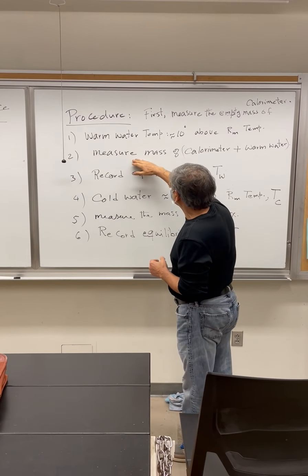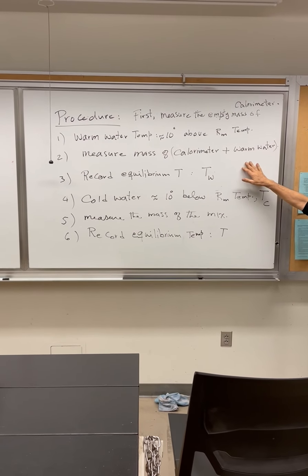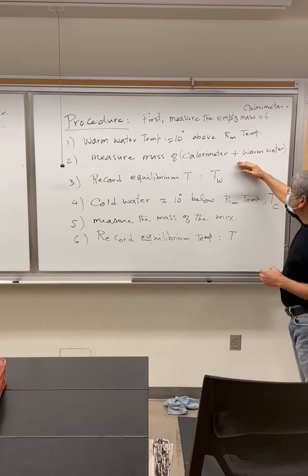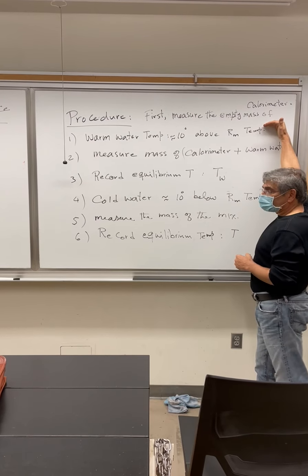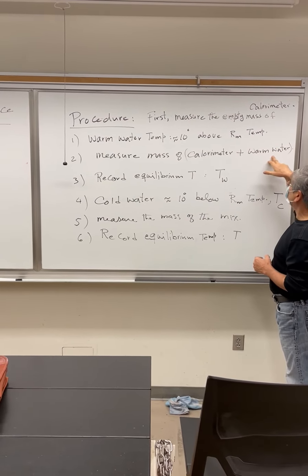Then, after we did that, we measure the mass of the calorimeter and warm water. And if you subtract the mass of the empty calorimeter from this, you're going to get the mass of the warm water in it.